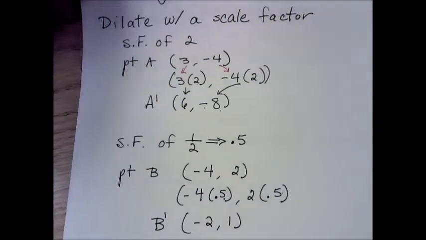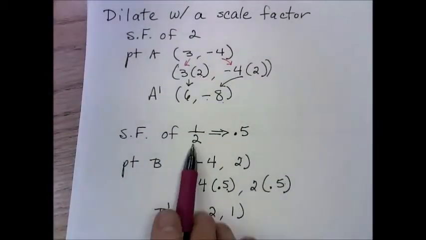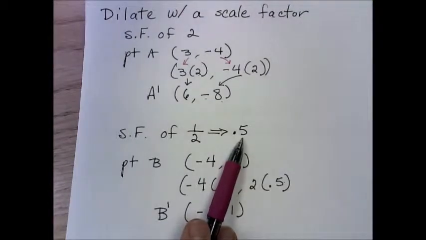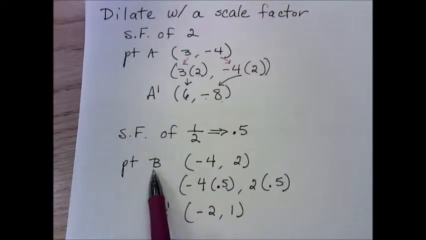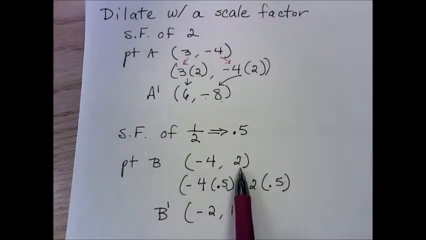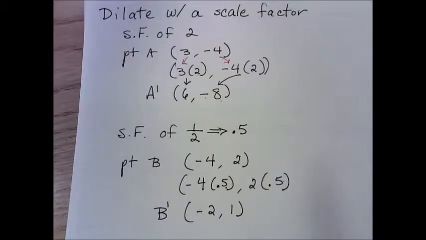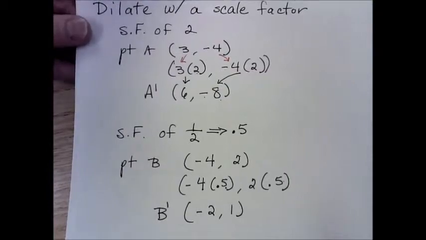If we were using a scale factor of 1/2, we can use the fraction form. We could also convert it to a decimal, whichever is easier depending on your coordinates. So if we had point B located at -4, +2, we would multiply each of those by 0.5. And so -4 times 0.5 would be -2, and 2 times 0.5 would be 1. So B prime, the new ordered pair, would be -2, +1. All right. Let's try and do some of that on the coordinate plane.